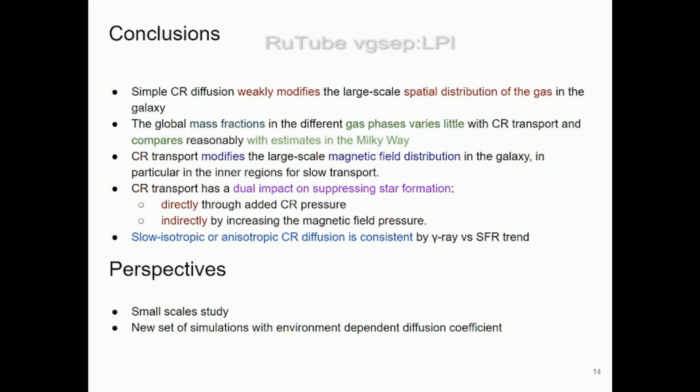And finally, observations of gamma ray luminosity of local galaxies seem to point out that our simulations with fast, particularly isotropically, diffusing cosmic rays are not very consistent with what is observed. So we're planning on extending this study by doing very detailed small-scale studies on our simulations, and extending the set of simulations by adding a diffusion parameter that is not global but will rather depend on the ISM properties, which is probably more realistic to what is happening in the galaxy.